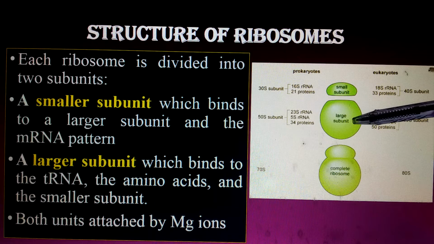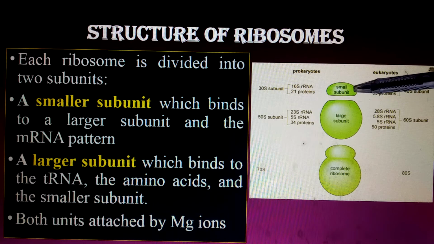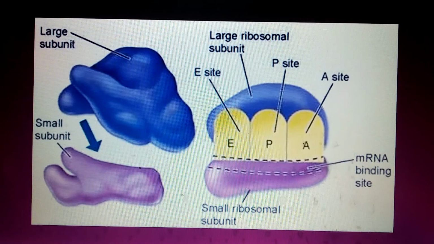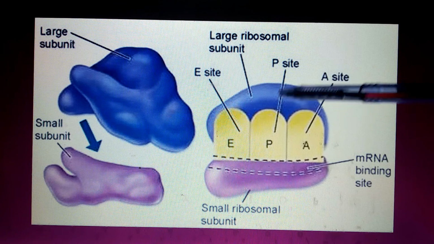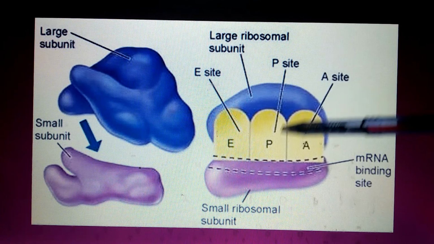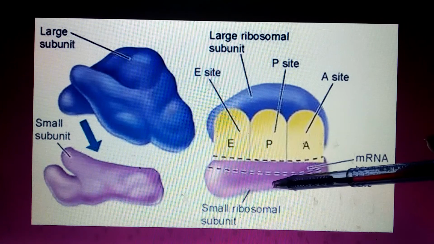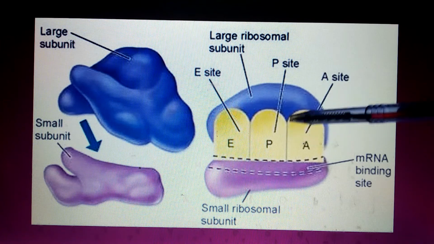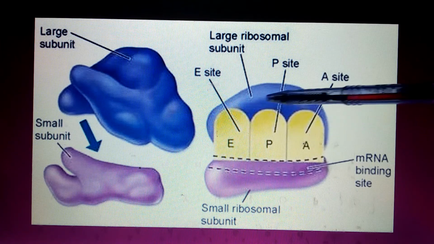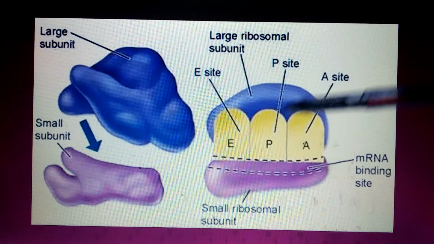So both subunits, smaller and larger, are attached with the help of the magnesium ion. Is it clear? Okay. Now you can see the very amazing structure of the ribosome, large subunit and small subunit. The larger subunit has a binding site for the transfer RNA, and the smaller subunit has a binding site for the messenger RNA. This larger particle consists of three sites: E site, P site, A site.